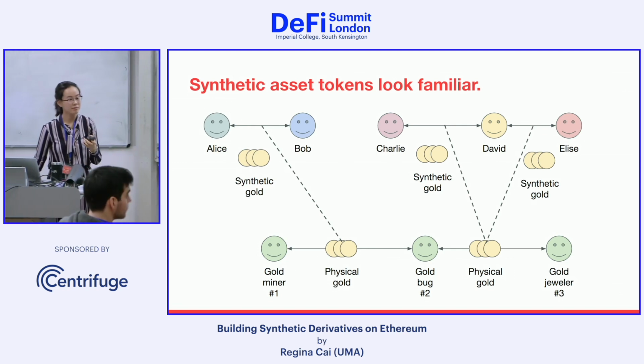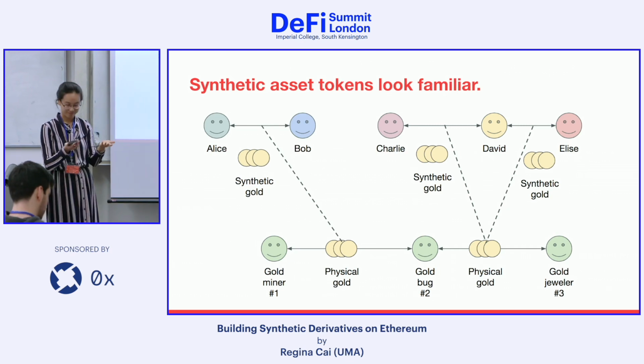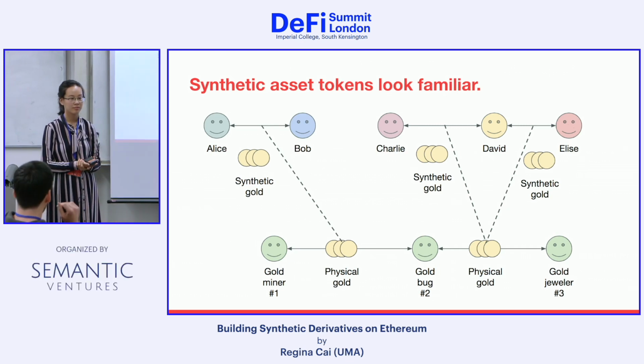So for your effectively derivatives, you call them synthetic assets, but they're derivatives. Are you following the ISDA guidelines?